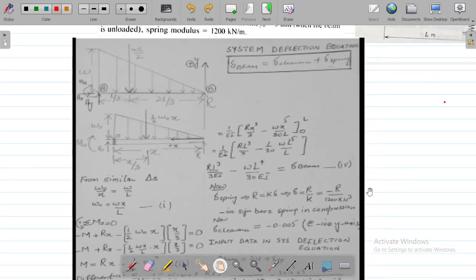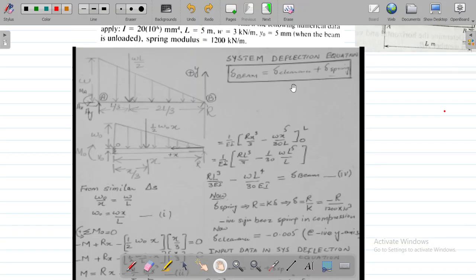So now this is equal to the beam deflection, and now we need to calculate these terms: deflection because of clearance and deflection because of spring. And once we calculate this, we can put the value of this beam deflection over here, the deflection of clearance value over here, and the deflection of spring value over here in this system deflection equation.